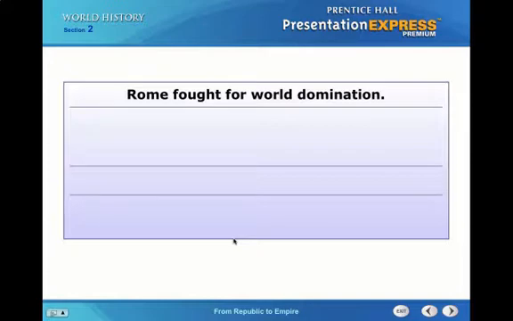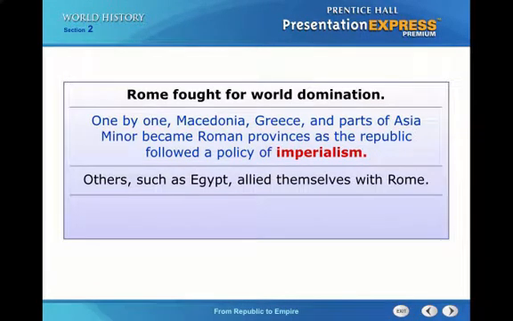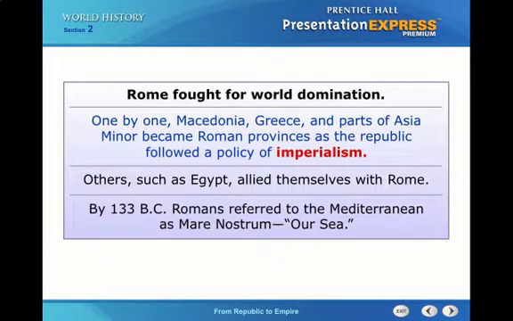However, Rome is free to pursue its policy of world domination. One by one, they expand outward, following this policy of imperialism, conquering other areas. They go so far as to begin to take over what was once part of the Greek empires, with Egypt and Macedonia. And by 133 BC, the Romans can call the Mediterranean Sea the Mare Nostrum, or our sea.